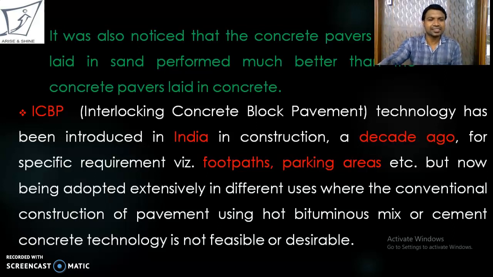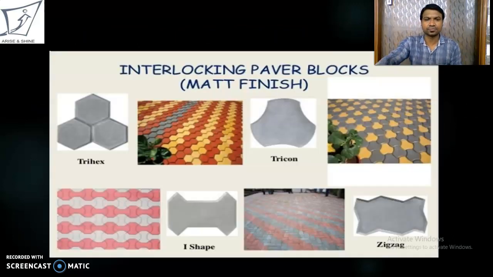That is ICBP, that is interlocking concrete block pavement. It is a technology which was introduced in India in construction a decade ago for specific requirements like footpaths and parking areas, but nowadays it is adopted extensively in different uses, where the conventional construction of a pavement using hot bitumen mix or a cement concrete technology is not feasible or desirable.